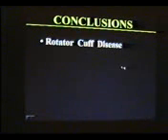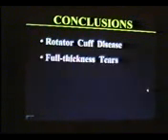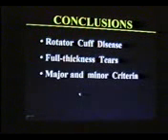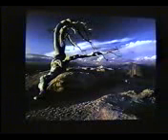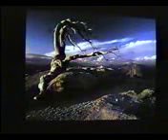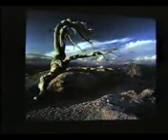So in conclusion, we can say that rotator cuff diseases, full thickness tears, major and minor criteria, effusions and impingements can be diagnosed by scanning the shoulder with musculoskeletal ultrasound. We have 5 lectures on the shoulder, and I will try to deliver them whenever I get time in future. Thank you very much.